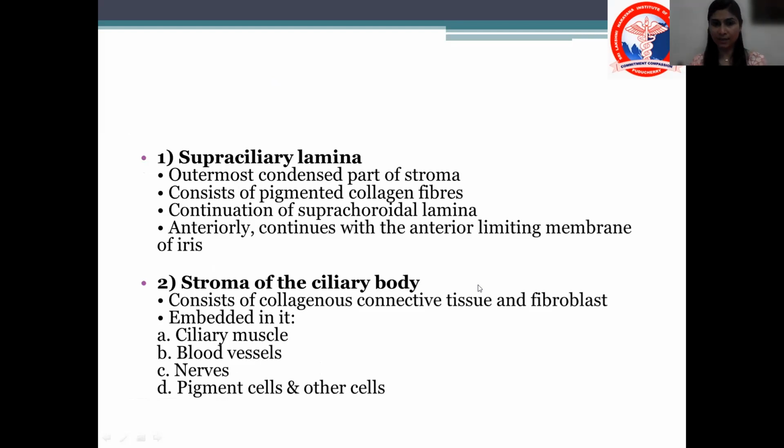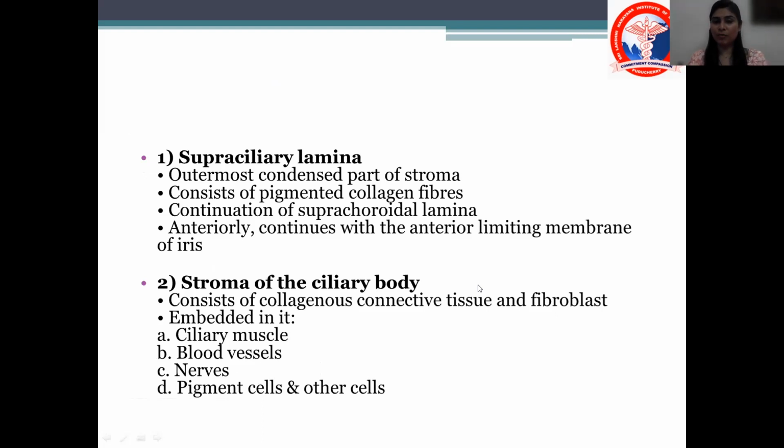Now the supraciliary lamina is the outermost condensed part of the stroma. It consists of pigmented collagen fibers, a continuation of the suprachoroidal lamina. Anteriorly, it continues with the anterior limiting membrane of the iris.